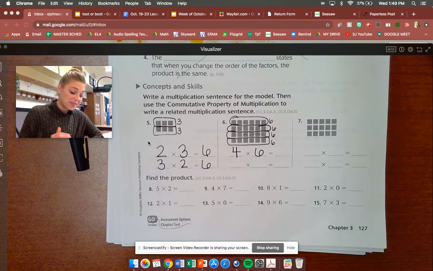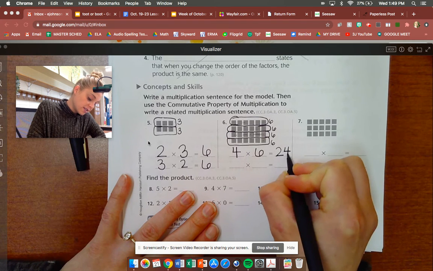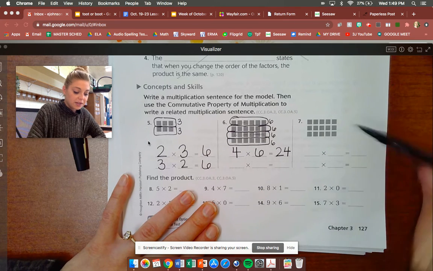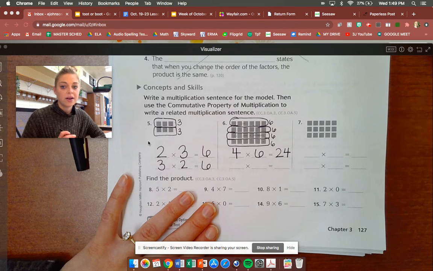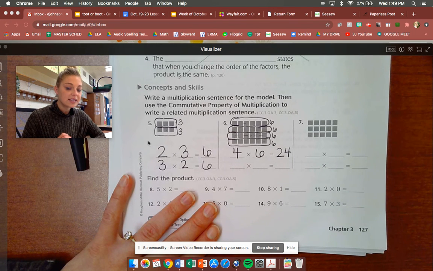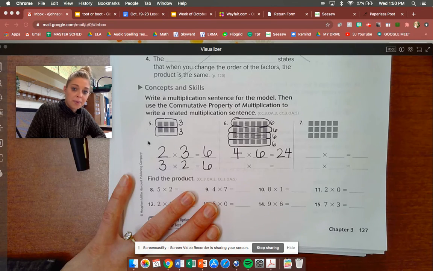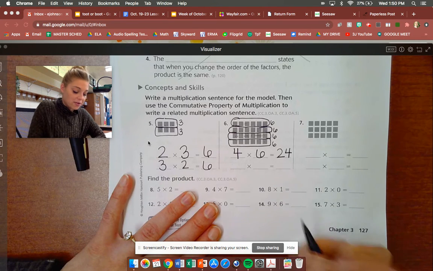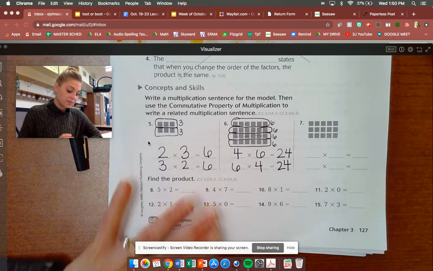All right, so if you got 24, then you have the right answer, because it would go 6, 12, 18, 24. 4 times 6 is 24. And then the related multiplication fact using the flip-flop property, which is also the commutative property, would be 6 times 4 also equals 24.